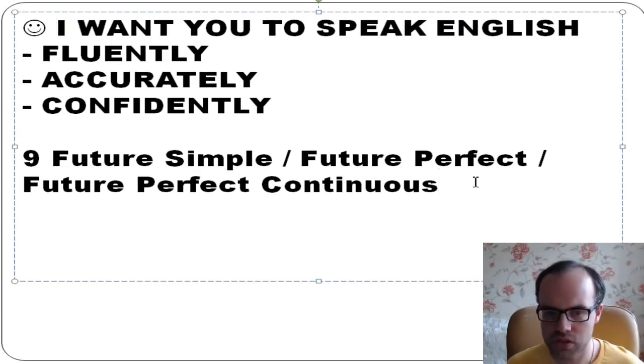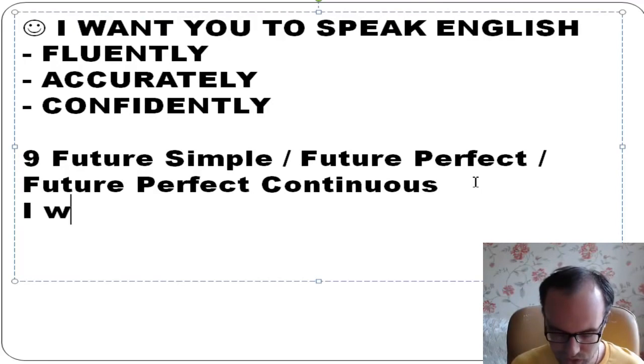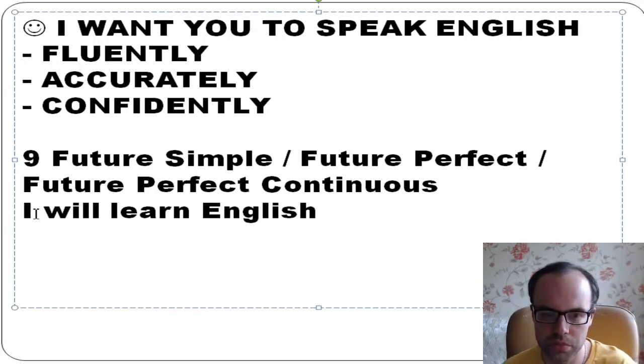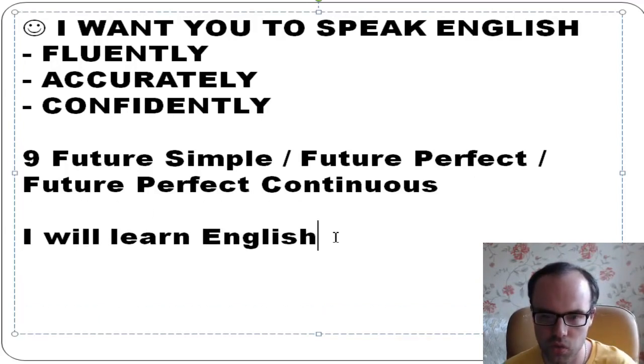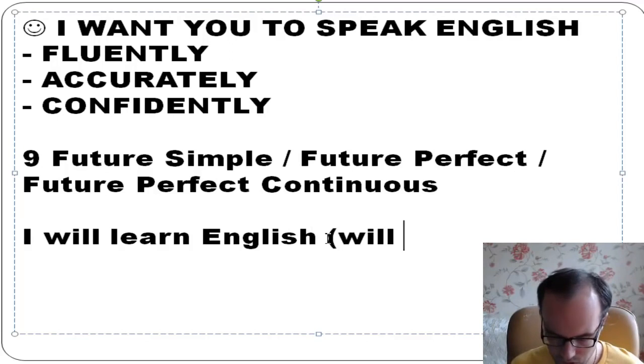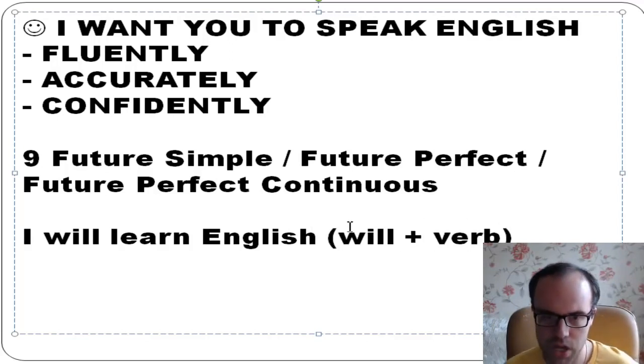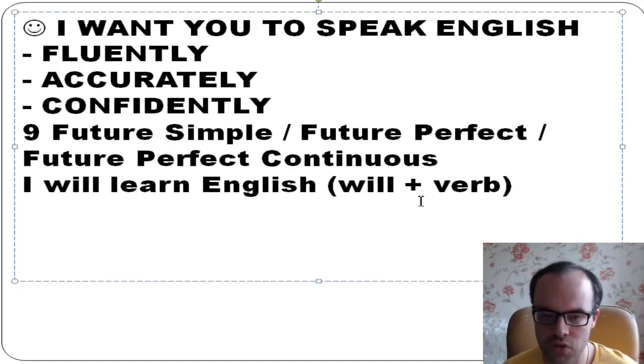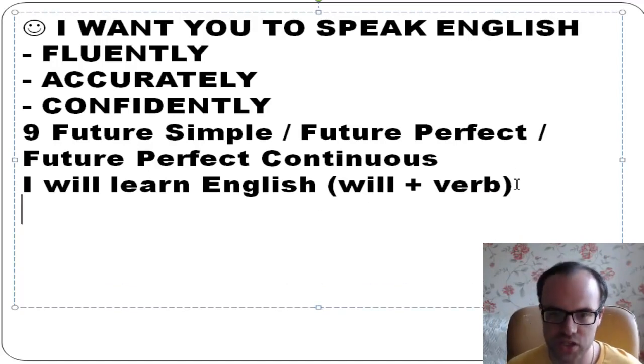So future simple, it's so easy. So I will learn English. So will plus verb. Or I can use a short form, I'll learn English. Next, what is future perfect?